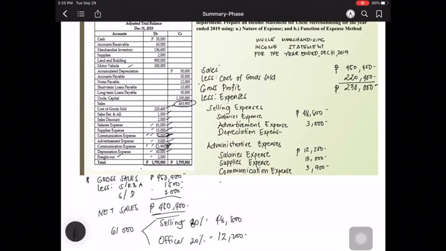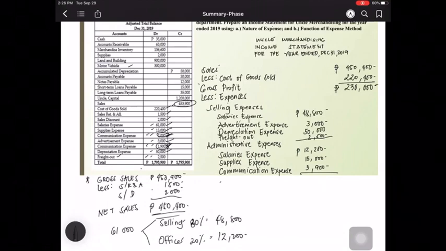So depreciation expense, therefore, is 50,000 additional to your selling expenses. And lastly, we have here your freight out. From the term itself, immediately you know that it's the delivery cost. Therefore, it is under your selling expenses. So the amount of freight out is 2,500. All right, then you get their totals.